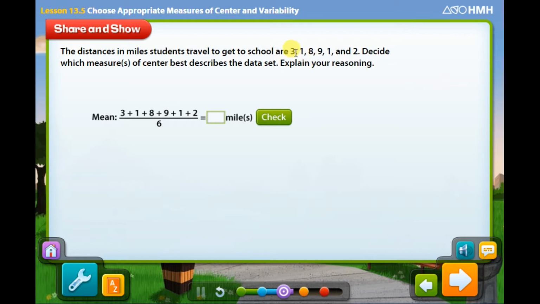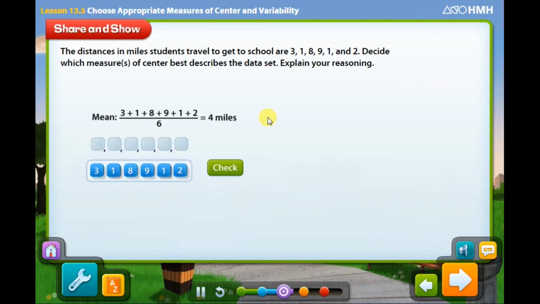So, let's add 3 plus 1 plus 8 plus 9 plus 1 plus 2. That's 4. 4 plus 8 will be 12. 12 plus 9, 12 plus 10, it will be 22. 22 plus 2 will be 24. 24 divided by the number of data, which is 6, will give me 4. So it will be 4 miles. That's right. The sum of the data values, 24, divided by the number of data values, 6, is 4.